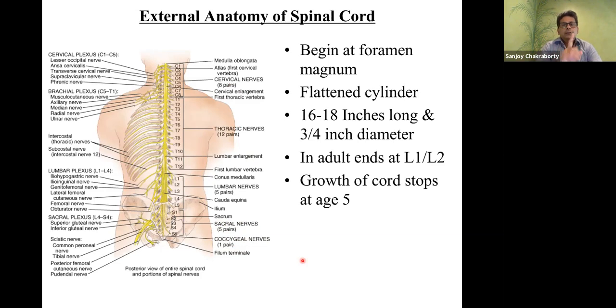All spinal nerves are mixed nerves, meaning the whole nerve consists of some tracts going in, sensory, and some tracts coming out. So all of the 31 pairs of spinal nerves are mixed nerves, neither purely sensory nor purely motor.